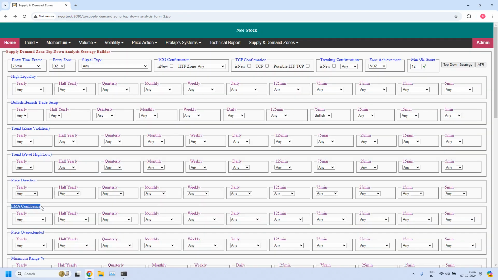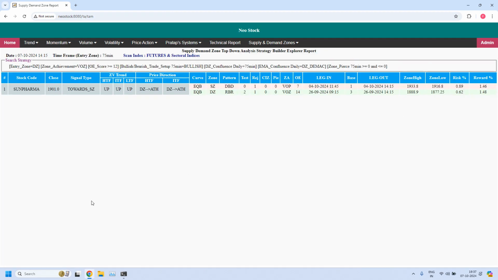So in the EMA confluence at the daily time frame, I am checking daily demand zone with daily EMA confluence. Only one stock is filtered. So this is a high probability setup. But it is already a tested zone, not at a high liquidity zone. Okay. Next.